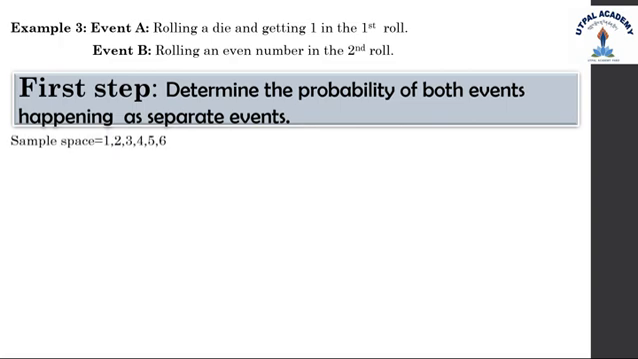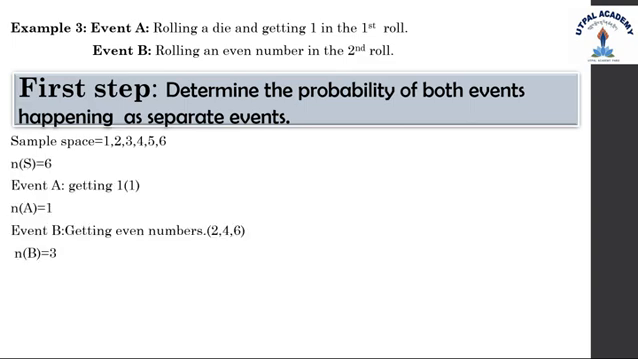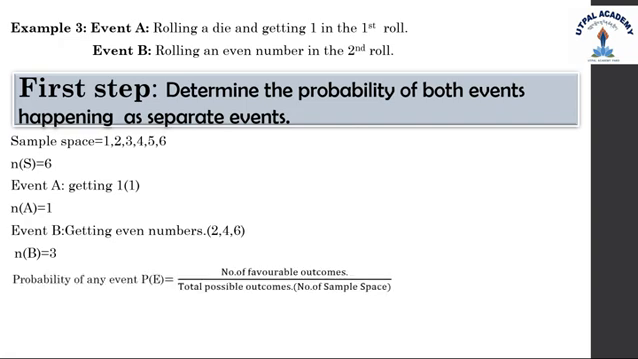Since it is a single die rolling, the number of sample space is 6. Event A is getting 1, so the number of favorable outcomes for event A is 1. Event B is getting an even number, which means out of one die the even numbers would be 2, 4 and 6, so n of B, the number of favorable outcomes, is 3. Now, probability of any event P of E, we already have the formula, you know very well. So P of A is 1 over 6. P of B is 3 over 6, which will come as half.